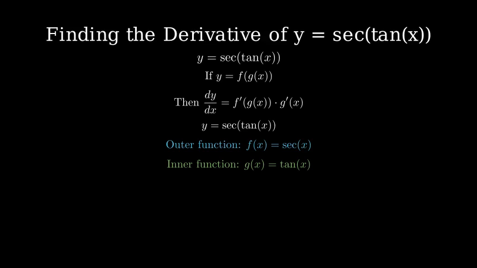First, let's recall the derivative of secant. The derivative of secant x is secant x times tangent x. And we also need to know the derivative of tangent x, which is secant squared x.